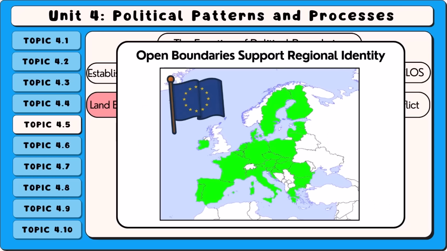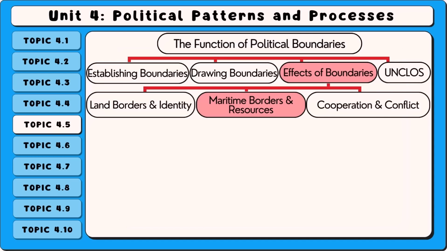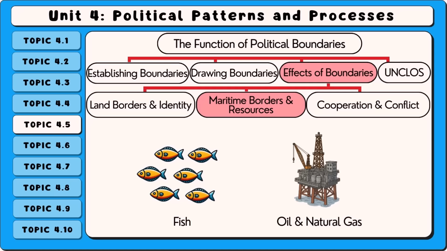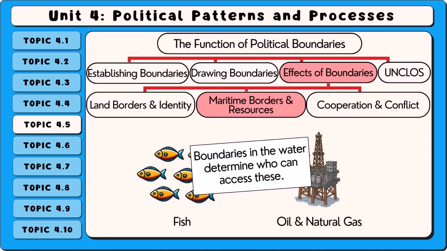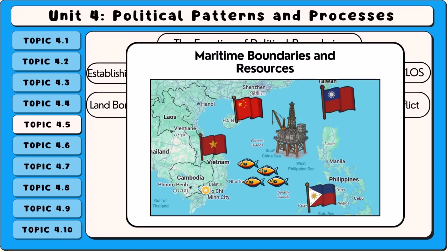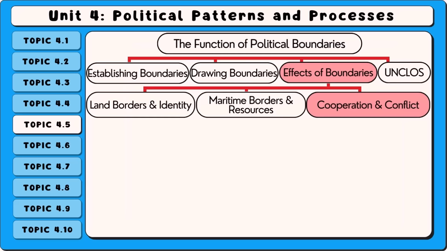In contrast, the open borders between countries in the European Union allow people to travel freely, encouraging a shared European identity. Next, we turn to maritime boundaries and resource control. Oceans hold valuable resources like fish, oil, and natural gas. Boundaries in the water determine who can access these. One key example is the South China Sea, where multiple countries claim overlapping maritime zones because of the resources there. These disputes often lead to tension and even military activity. Next, let's look at how boundaries affect cooperation and conflict.